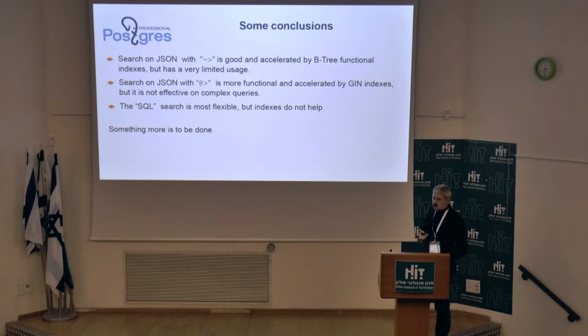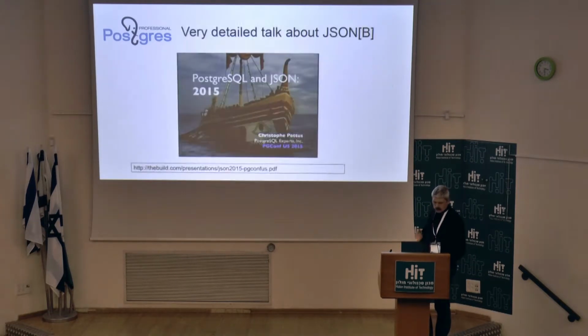The next way to search in JSON is to use the contains operator. It is much more functional. It can be supported by GIN indexes, but there are problems because it is not very flexible, and it is not very effective on complex queries, because I showed you an example where you needed to perform two different queries on the index. It's not good because you have to make two index searches, maybe instead of one. One index search may be faster. Okay, so something really needs to be done.